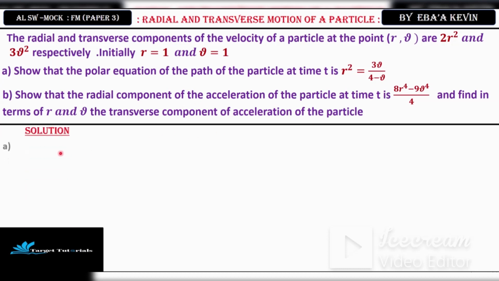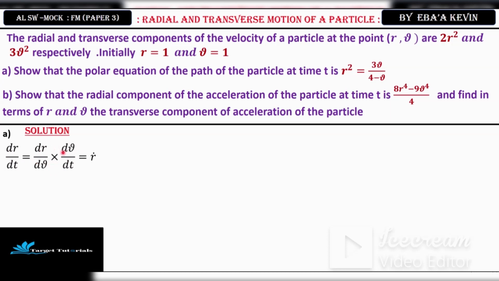Let's actually launch into the solution of this question. Let us first of all solve the A part. That is, let us show that the polar equation of the path of the particle at time t is r² equals 3θ divided by (4 minus θ). We know that dr/dt can still be written as dr/dθ times dθ/dt actually. Yes, it can still be written like this.